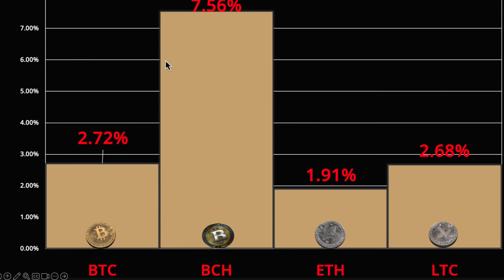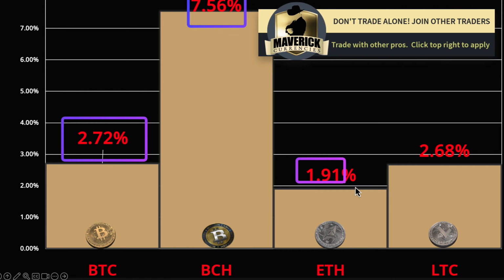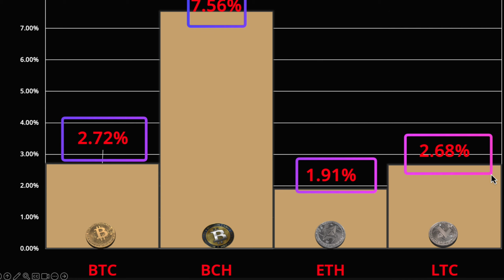Now, looking into the cryptocurrencies, Bitcoin Cash had a big jump, 7.56%. Outside of that, it was a decent jump across the board. Remember, yesterday Bitcoin did drop below 60K, so we've seen a big quick recovery here. Where does it go from here? Well, we'll look at the charts.